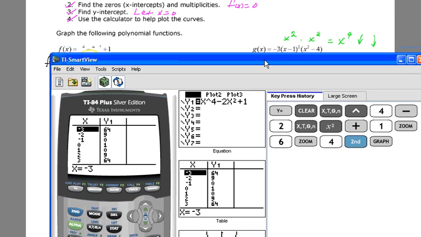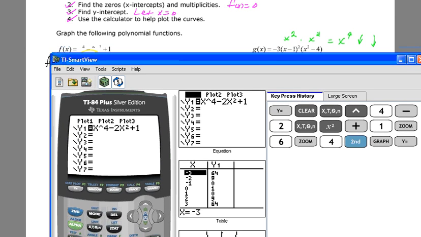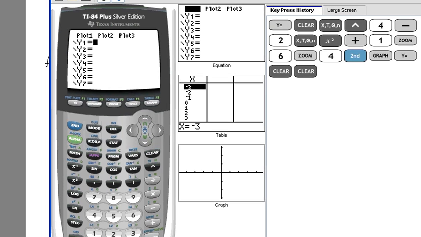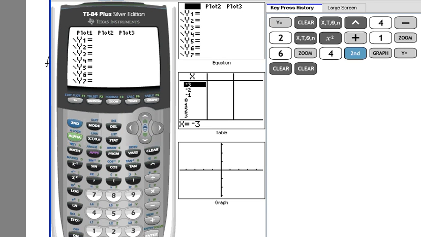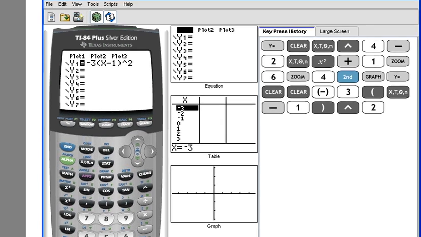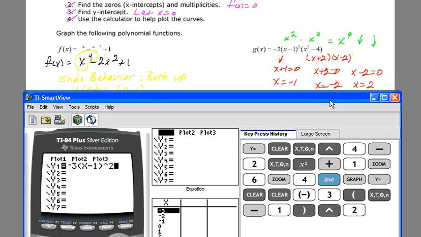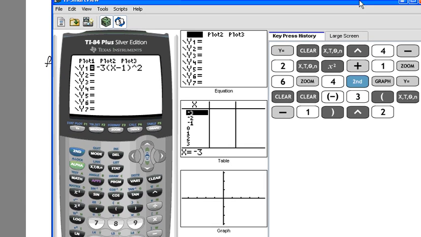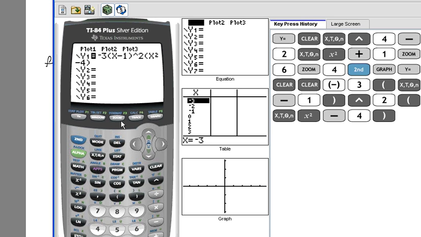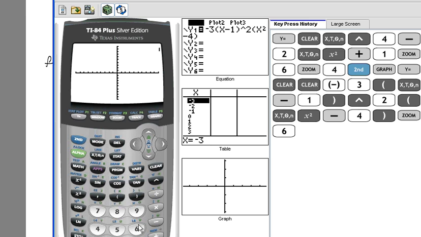Let me go down a little bit. Alright, so let's go to y equals, clear out what was there, and let's type in -3 times x minus 1 squared. Remember, use this little negative down here. -3 times x minus 1 squared. And what was the other part of it? X squared minus 4. Parenthesis, x squared minus 4. And let's go to zoom 6 and get a picture of that.